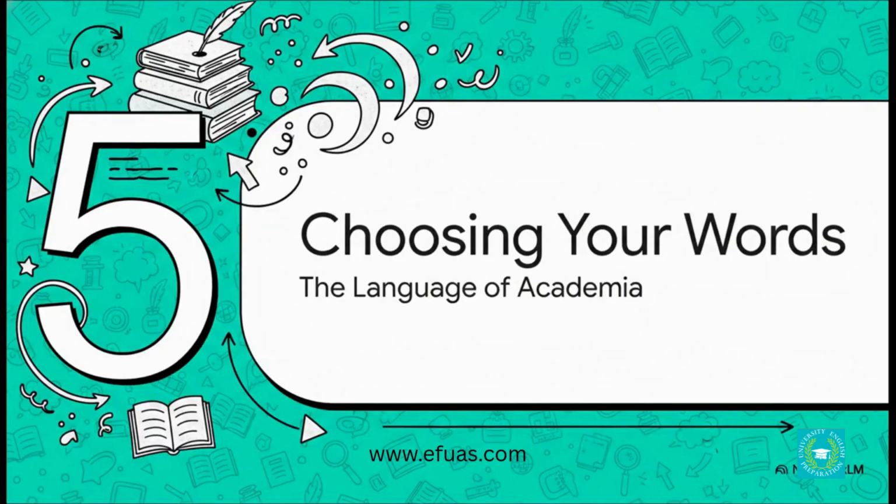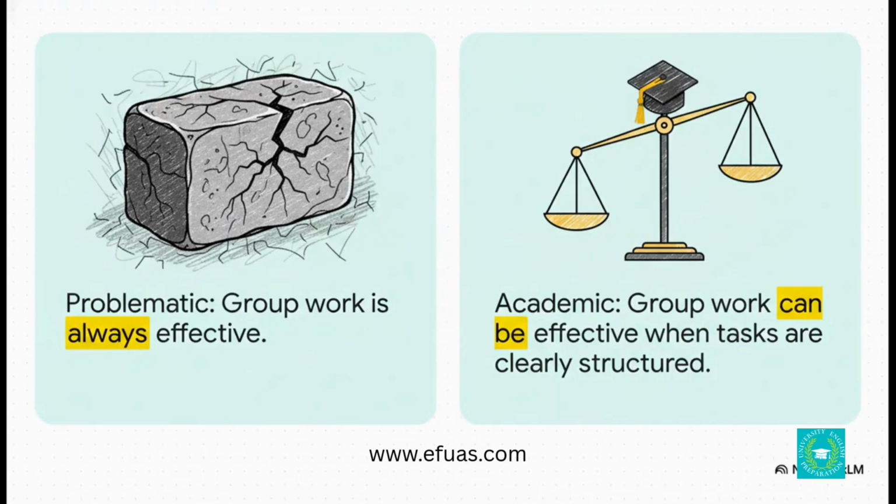You know, how you write is just as important as what you write. The language you use in university is careful, it's precise, and it's objective. Let's look at some specific examples of how choosing your words well can make you sound much more academic. Try to avoid using absolute words like always or proves. Research is almost never that simple or certain. It's much better to use more cautious language. So instead of saying group work is always effective, you could say it can be effective. Instead of saying something proves a point, you can say it suggests a point. It's more accurate and it sounds way more professional.